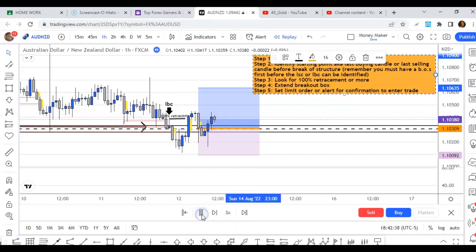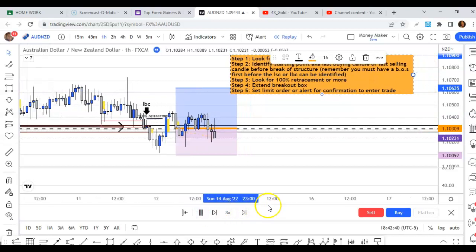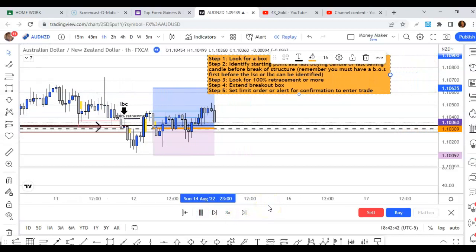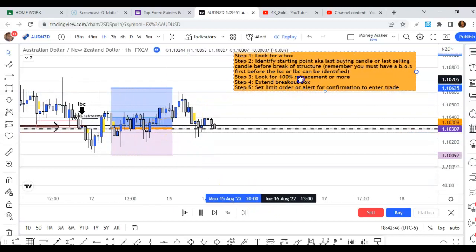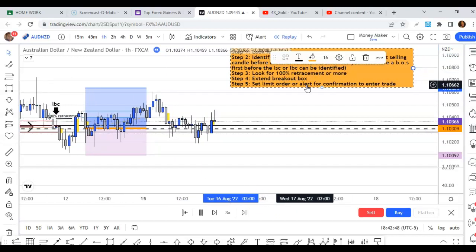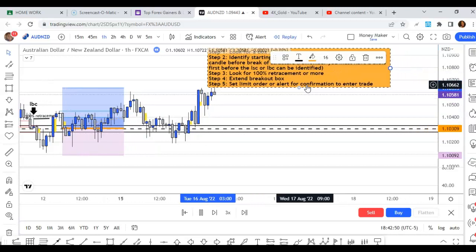And so as you can see, the trade is activated, and it looks like the market will go in our direction, and it did.